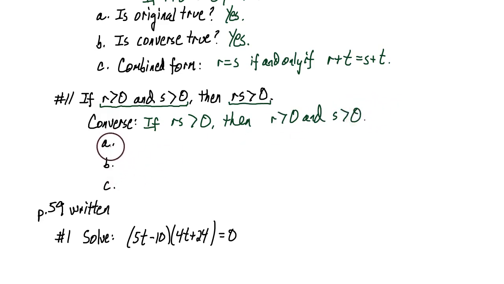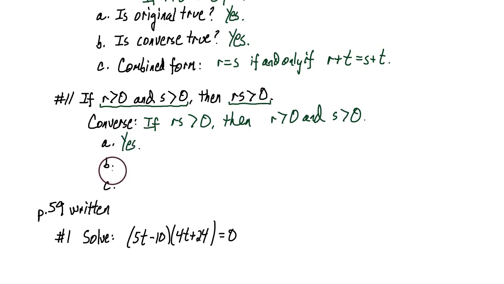Question A, was the original sentence true? So if r is greater than 0, meaning r is a positive number, and s is greater than 0, meaning s is positive, then when you multiply them together, you will get a number greater than 0. Does that sound true? A positive number times a positive number makes an answer greater than 0? Yeah, that's true.